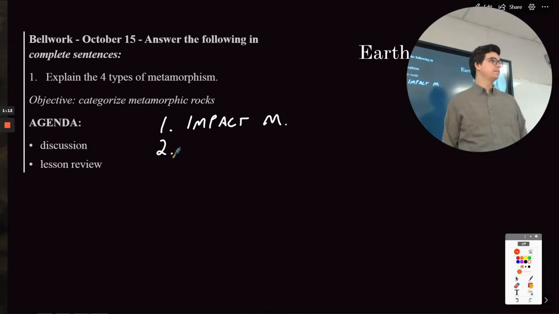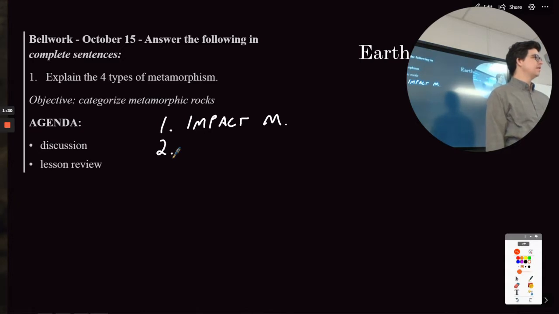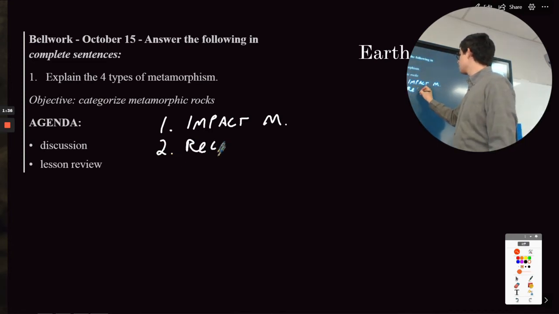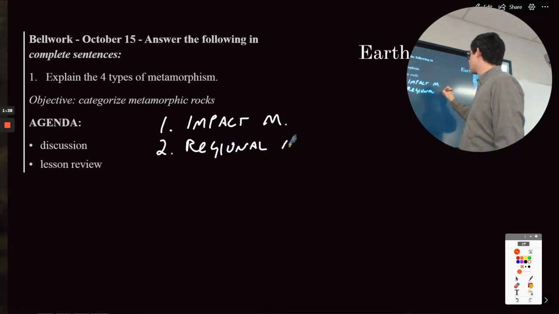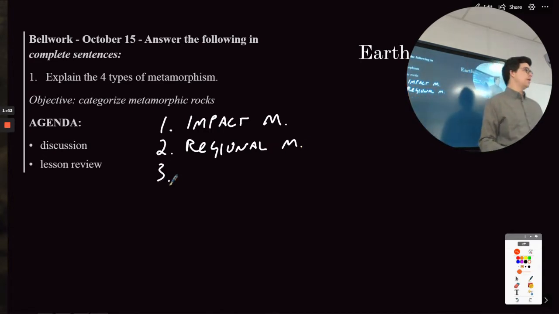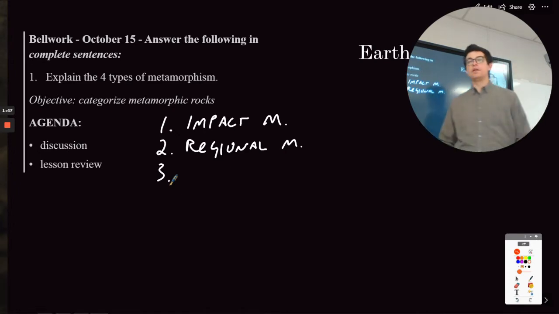What's another way? Colby? The way is... We did it yesterday. Regional. Regional. What happens in regional metamorphism, Natalie? It's when, with the tectonic plates. Right, when there's tectonic plate motion, and that causes an enormous amount of heat and pressure on a whole region, which is why we call it regional.